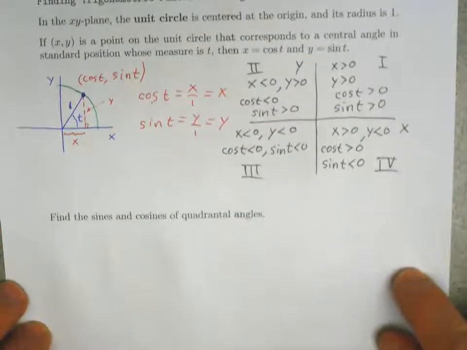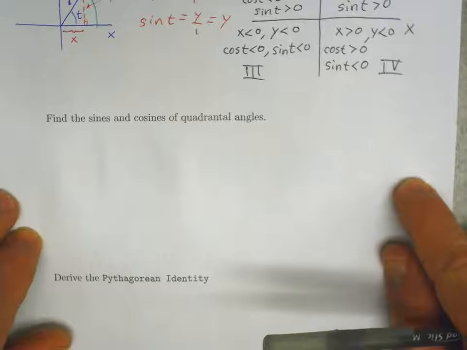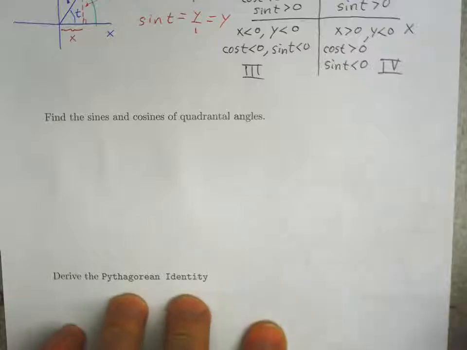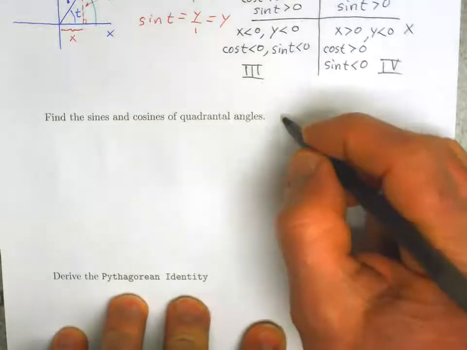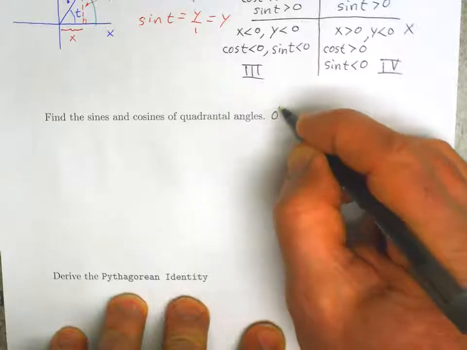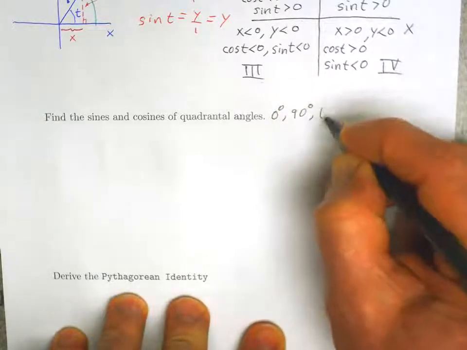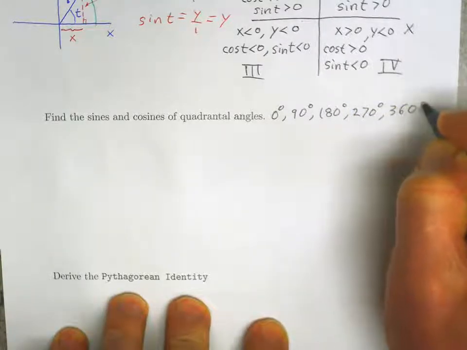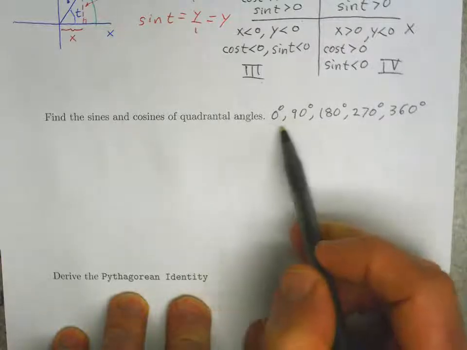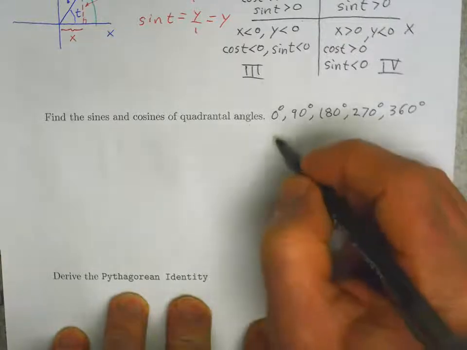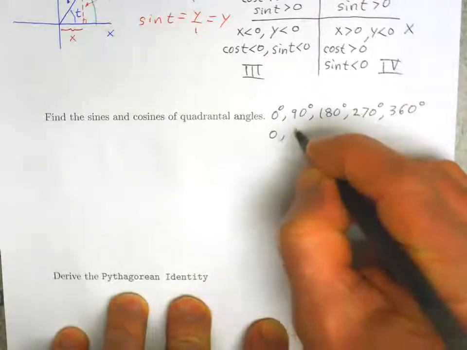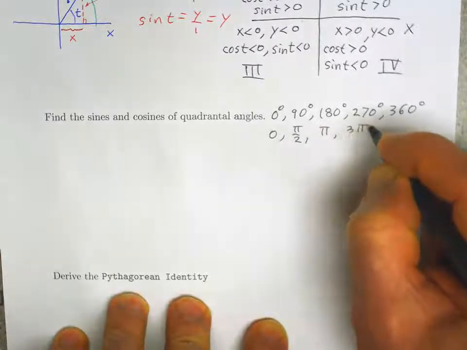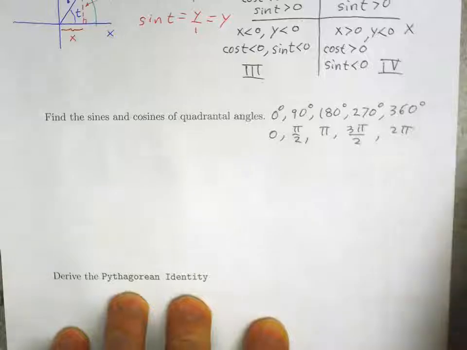Okay, our next little exercise, find the sines and cosines of the quadrantal angles. So the quadrantal angles in degrees: 0 degrees, 90 degrees, 180 degrees, 270 degrees, and 360 degrees. Each of those has a terminal side on an axis. In radians, those are 0 radians, pi over 2 radians, pi radians, 3 pi over 2 radians, and 2 pi radians.